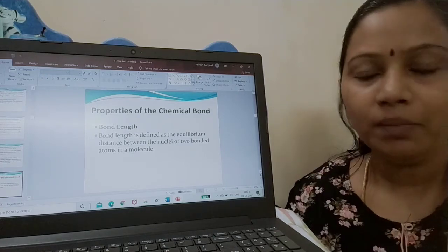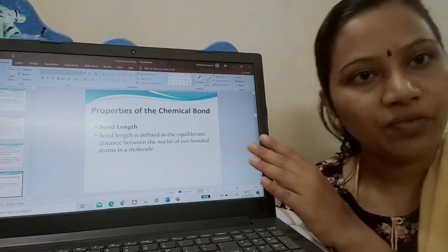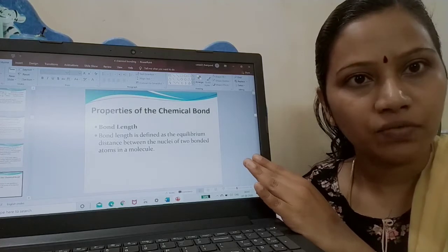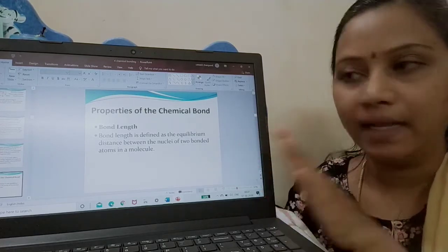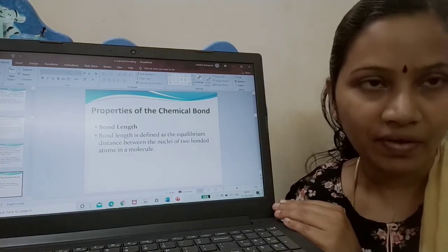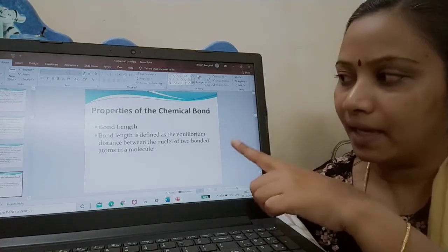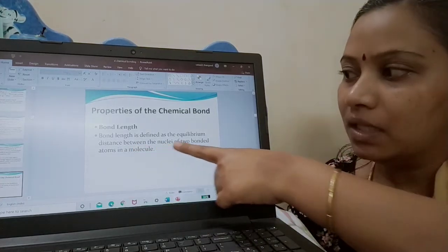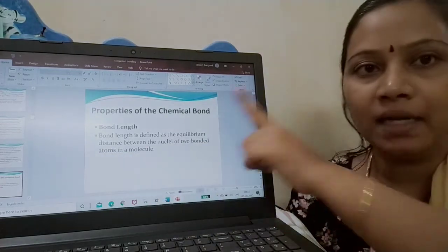Now moving on to the properties of chemical bond. What is the first definition involved in the properties of the chemical bond? It is bond length. What is bond length defined as? Bond length is defined as the distance between the nuclei of two bonded atoms in a molecule.